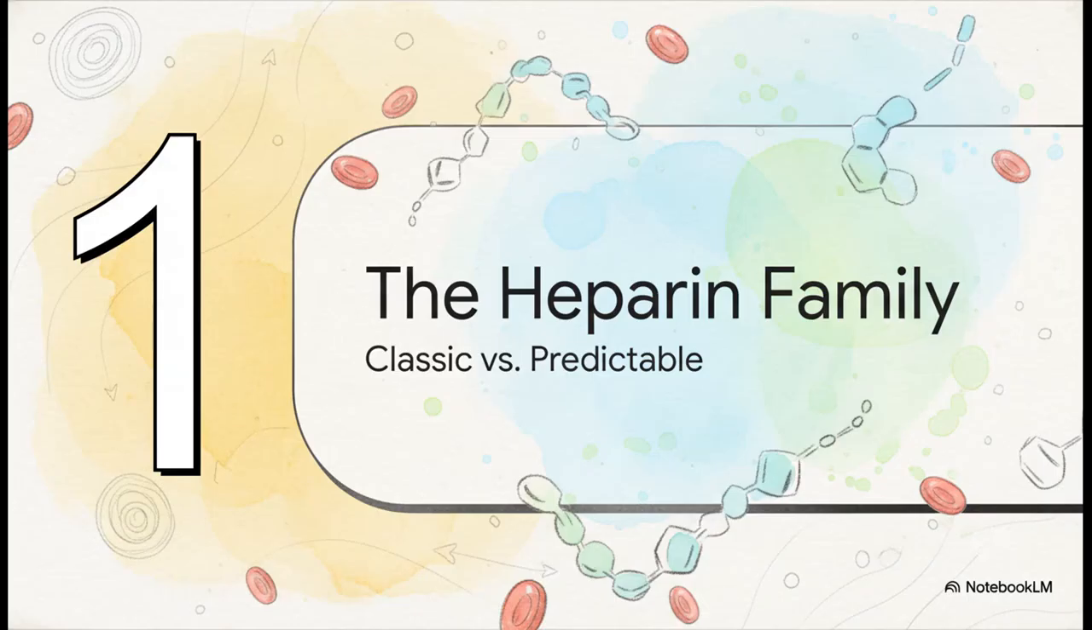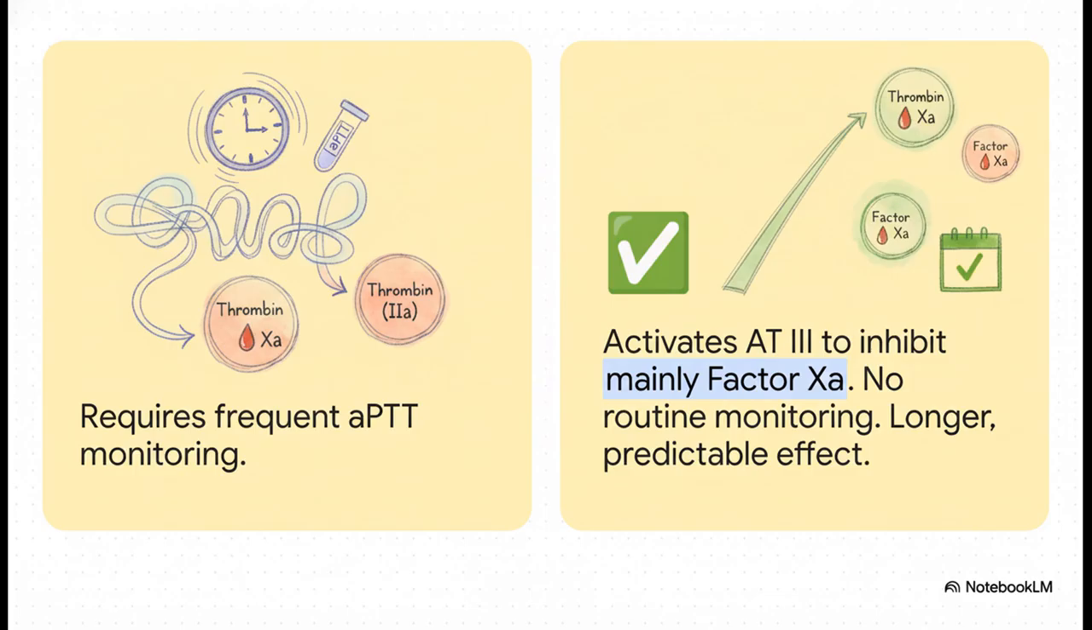Okay, let's jump right in with the heparin family. We're going to compare the classic, unfractionated heparin with its more predictable cousin, enoxaparin. You'll see these two injectable anticoagulants all the time. Okay, so what's the big deal here? Well, the core difference is all about the monitoring.